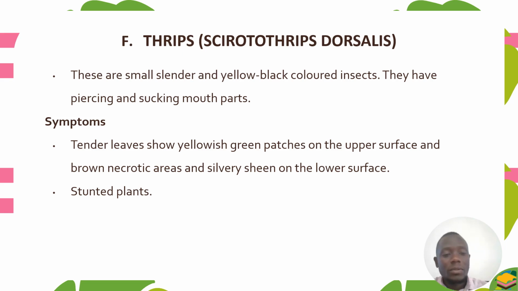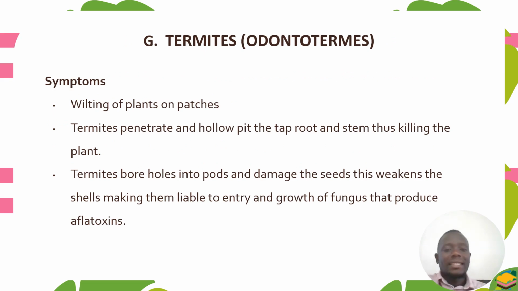Then let's look at the symptoms. How can you know that the field has been attacked by thrips? The first one is tender leaves show yellowish green patches on the upper surface and brown necrotic areas and silver sheen on the lower surface. Then we have stunted growth. There will be stunted growth in plants, whereby plants will not grow normally, they will not grow tall.